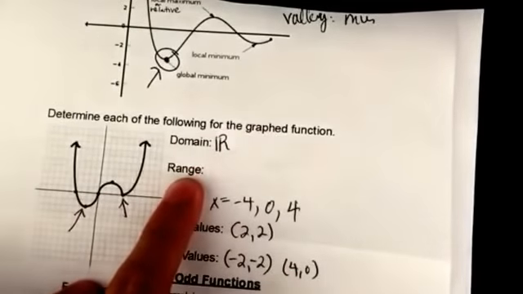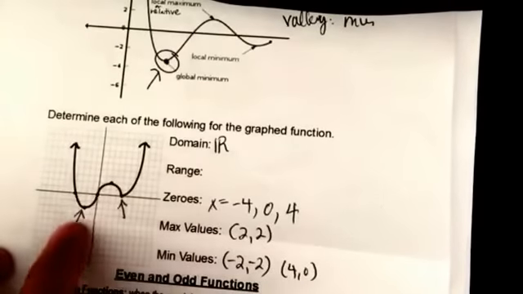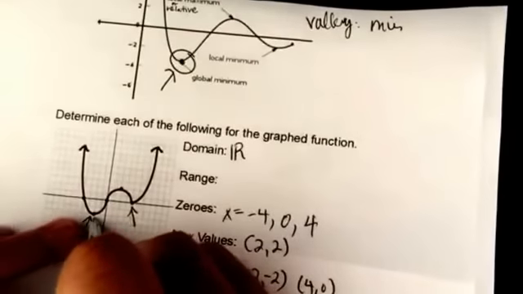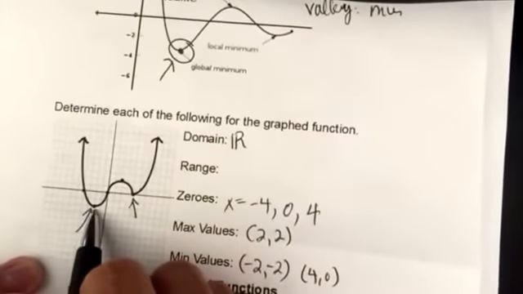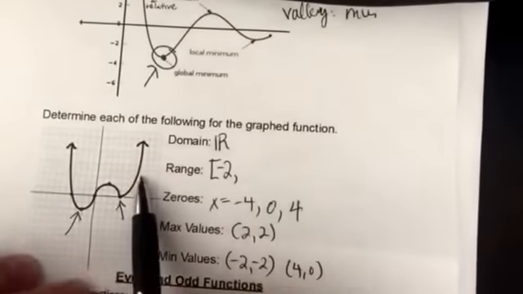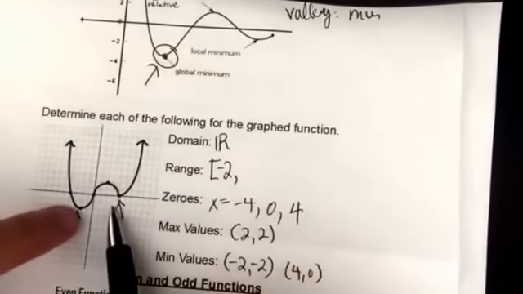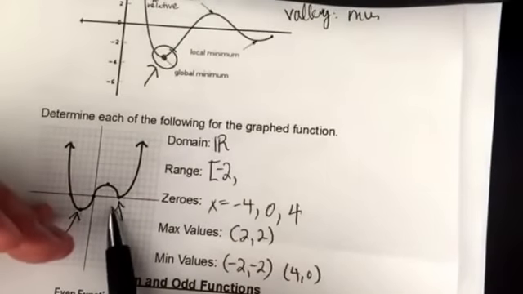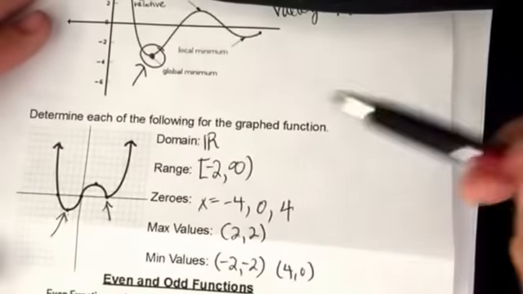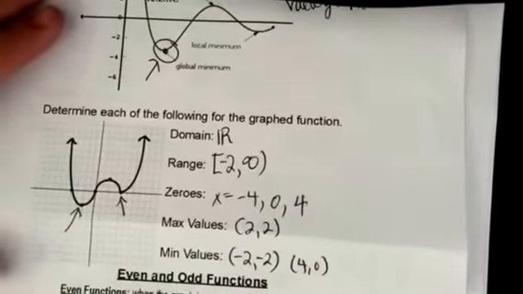The range, you're looking at how far low and high the graph goes. Looking at the graph, the lowest y value would be at this point. That value for the y's is negative 2. And then these two branches are never going to stop going up. So we say that our range is a y value of negative 2 and up. So we would top out at positive infinity. So there's domain, range, zeros, max values, and min values.